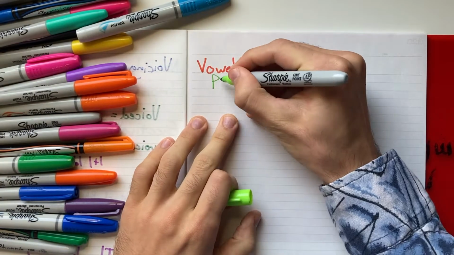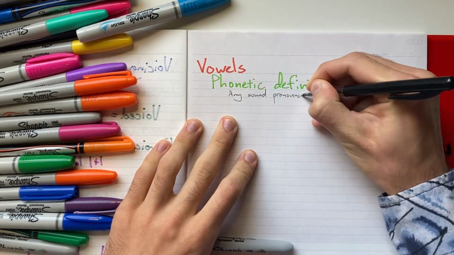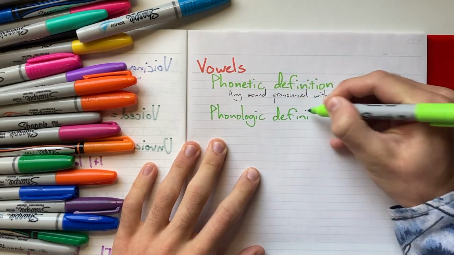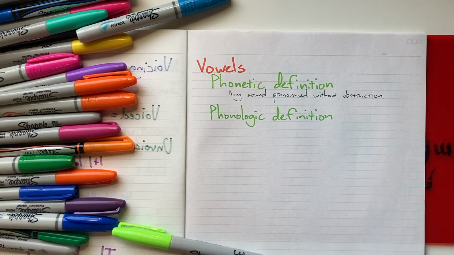So, phonetically, a vowel is any sound where there's no obstruction, and the sound is shaped only by the shape of your mouth. There's no air blockage at all. Phonologically, vowels are a bit more complicated, but still not too bad. Essentially, phonology cares more about the function of the sounds, more than just how the mouth is moving.